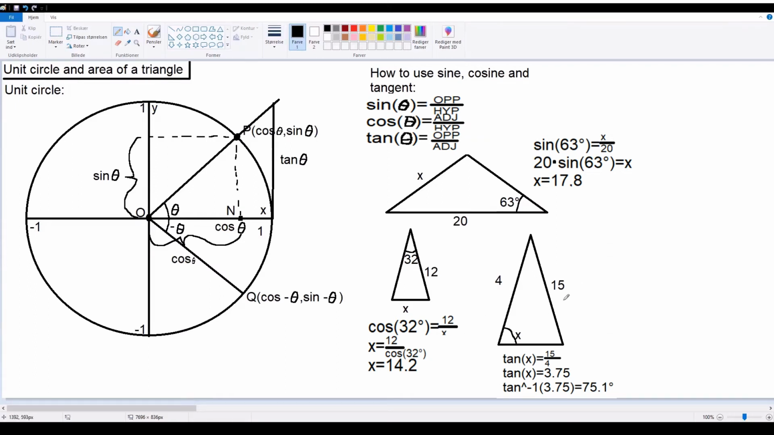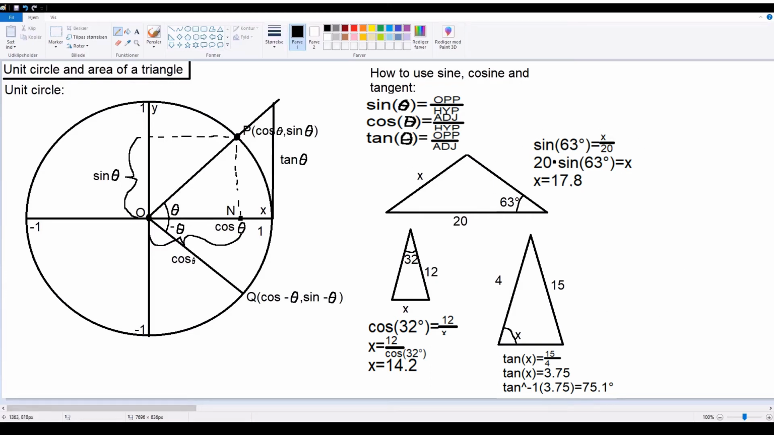Lastly, we have an example of how to use tangent. In this triangle, we're going to try and find out what the angle is by using the opposite side and the adjacent side to our angle. Again, we simply put our values into the formula, so tangent of x equals 15 divided by 4, meaning the tangent of x equals 3.75. And to find out what the angle actually is, you want to use inverse tangent. This also goes for the other ones, where if you have the sides, you can find out what the angle is by using the inverse versions of the respective rules.